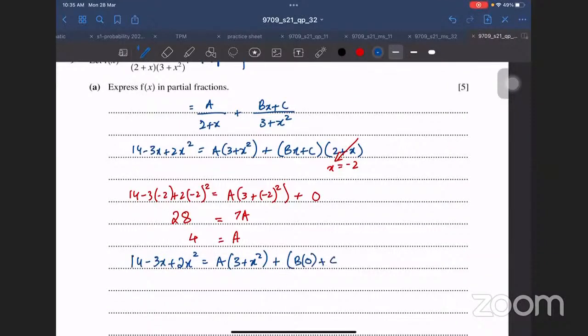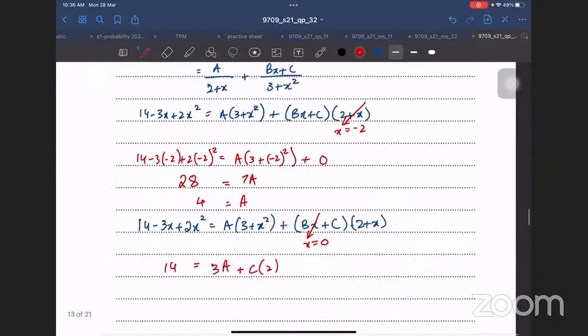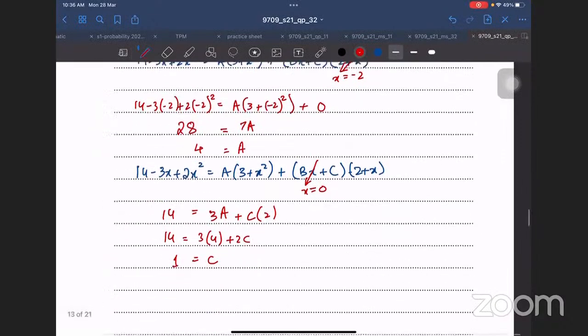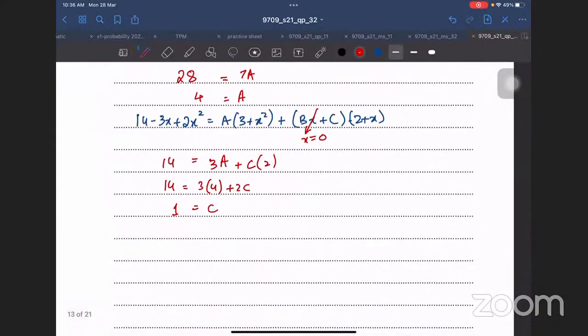X की value 0 रख दी है मैंने. Should first write that. पहले मैं लिख लेता हूँ और फिर मैं रखता हूँ 0. Okay. Since I've run out of brackets that I could make 0, I've taken this as 0. So that gives me 14 equals 3a plus c into 2, which is 4. So that gives me c as 1. Okay. Then I take x as 1.